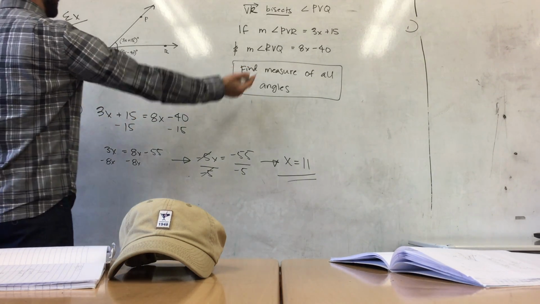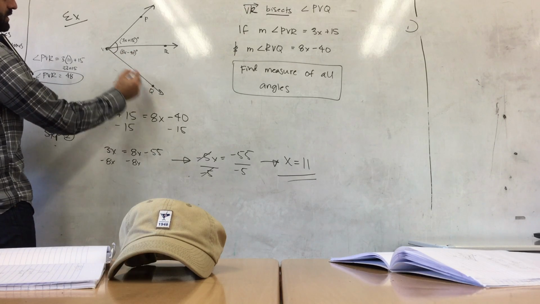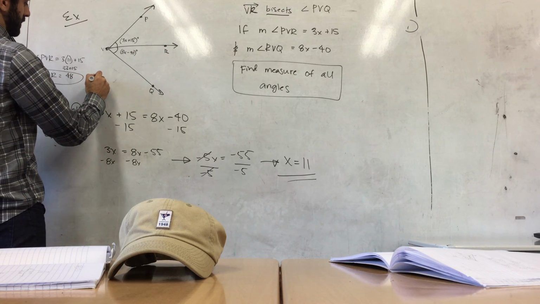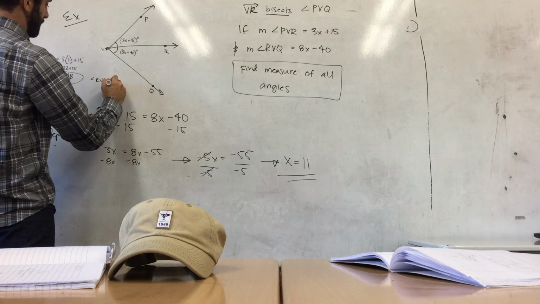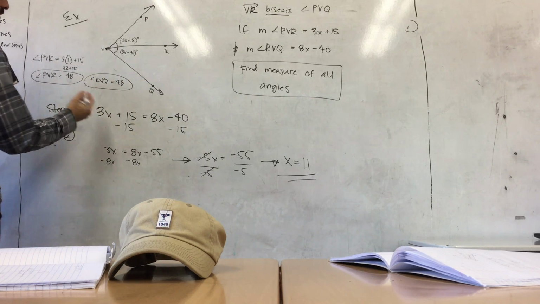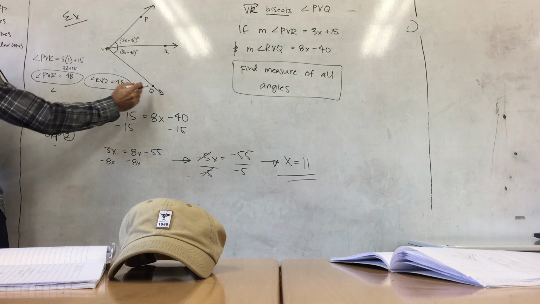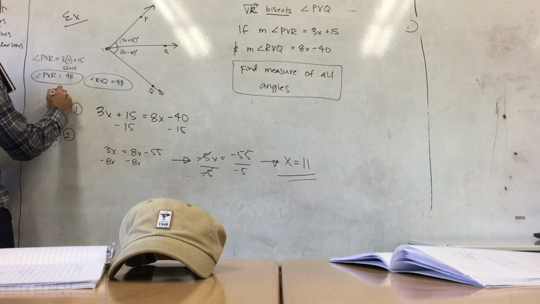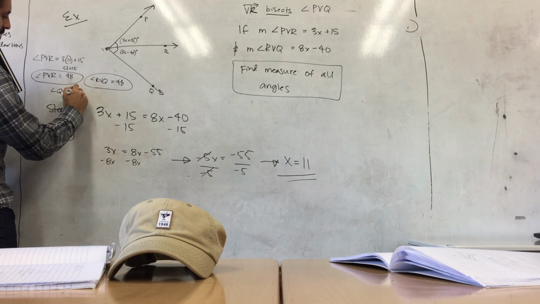Now it says find the measure of all angles. Alright, what's RVQ? Same. It's 48. It's gotta be the same. So then you add those two together. 96 degrees. Correct. Alright, QVP is 96 degrees.